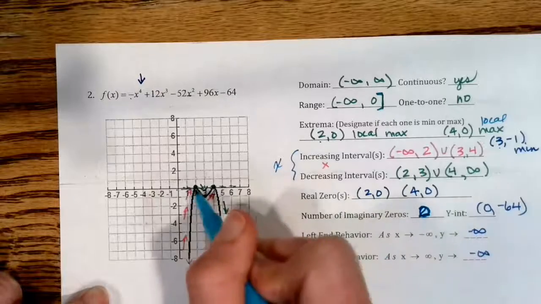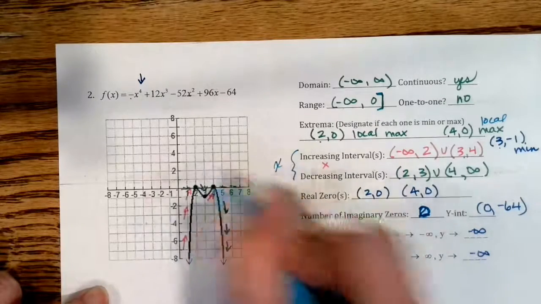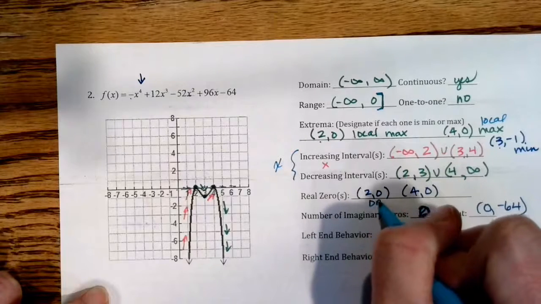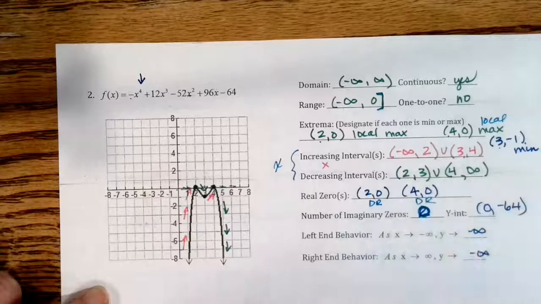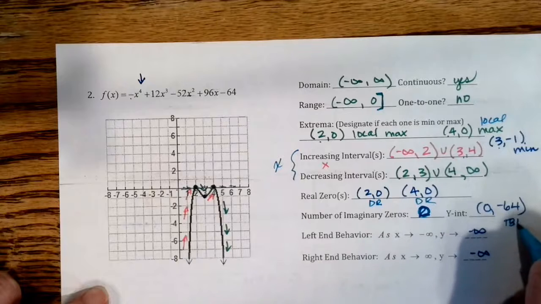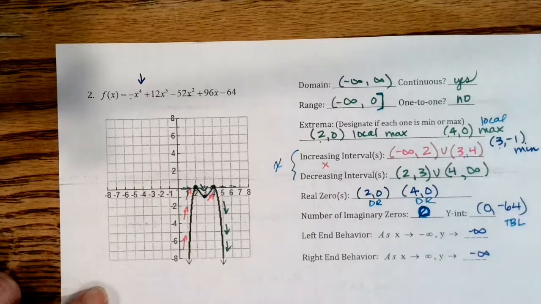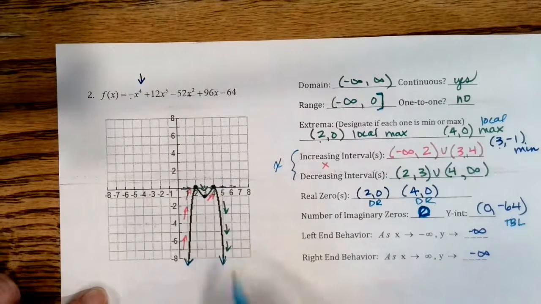When I look at my zeros, I can see them here at 2 and 4. And because these bounce off the axis, I know each of these are double roots, leaving me with 0 imaginary zeros. I get my intercept from the table, and I can check out my end behavior. Both graphs are continuing down towards negative infinity forever.